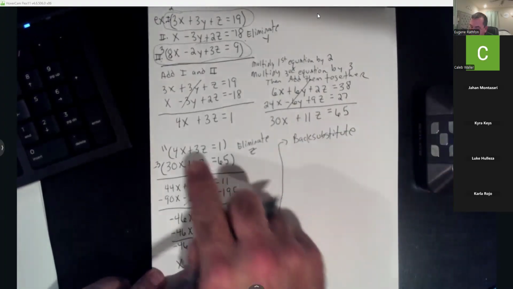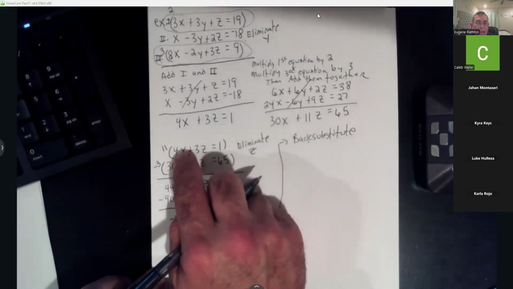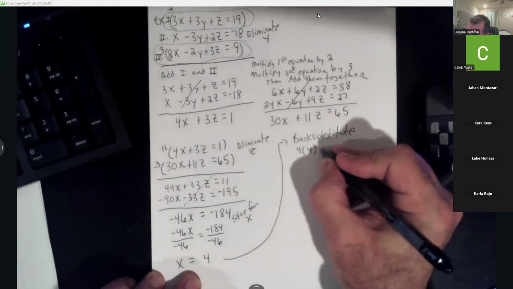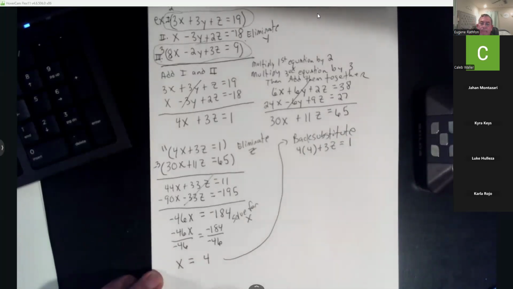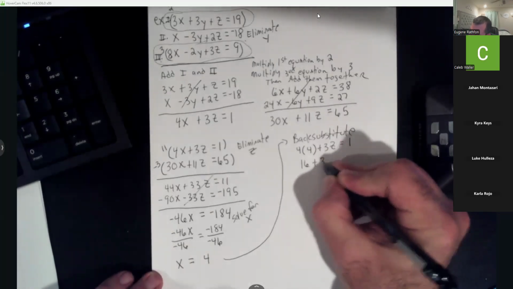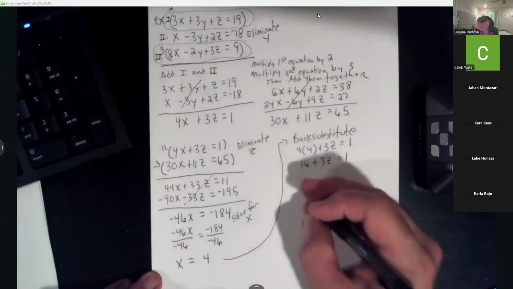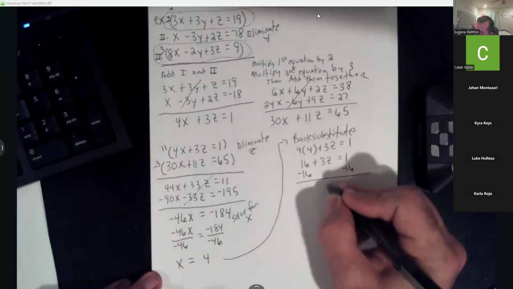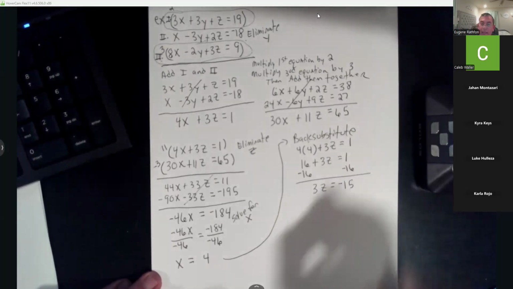So since I know x, I'm going to pick one of these two. So that was a lot smaller numbers. So I'm going to put that x of 4 right there. So that'll give me 4 times 4 plus 3z will equal 1. All right, y'all, 4 times 4 gives me 16 plus 3z equals 1. I'm now going to subtract that 16 from both sides. All right, that cancels. So I now get 3z equals a negative 15.